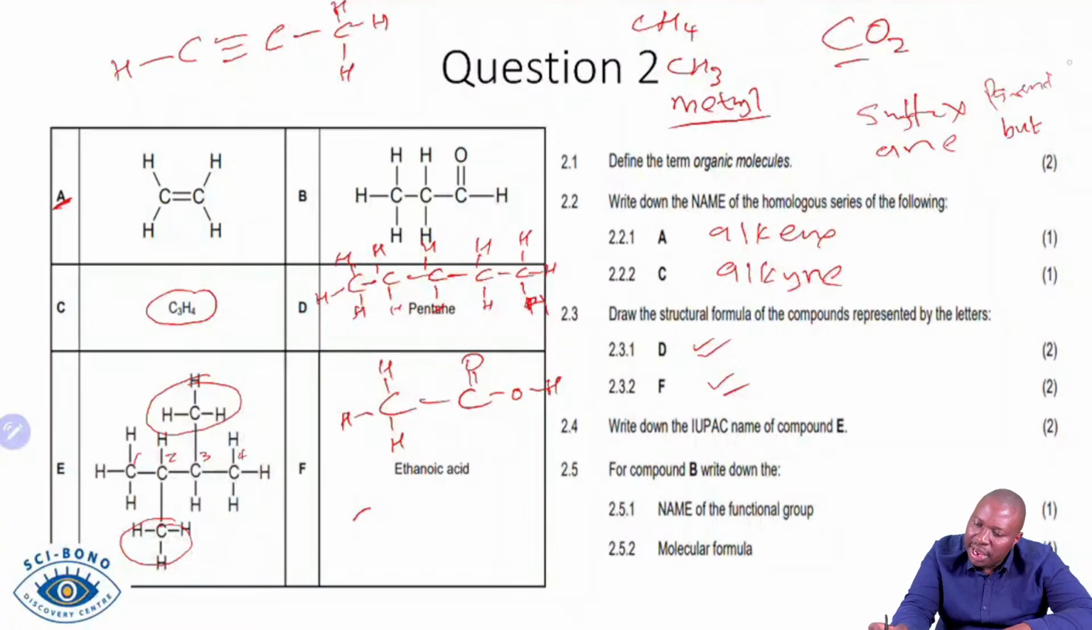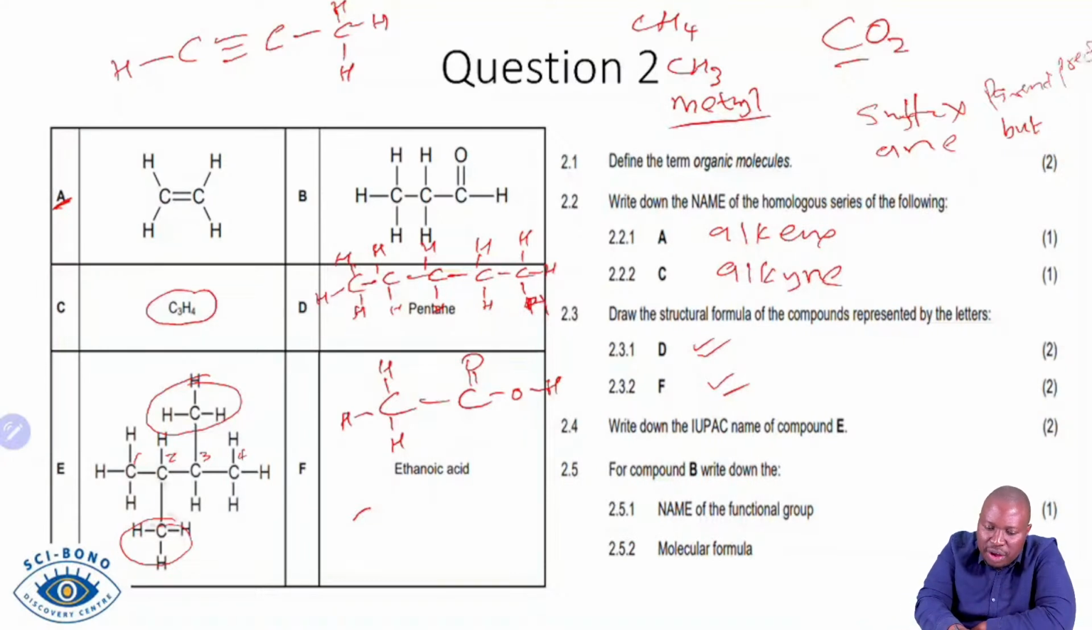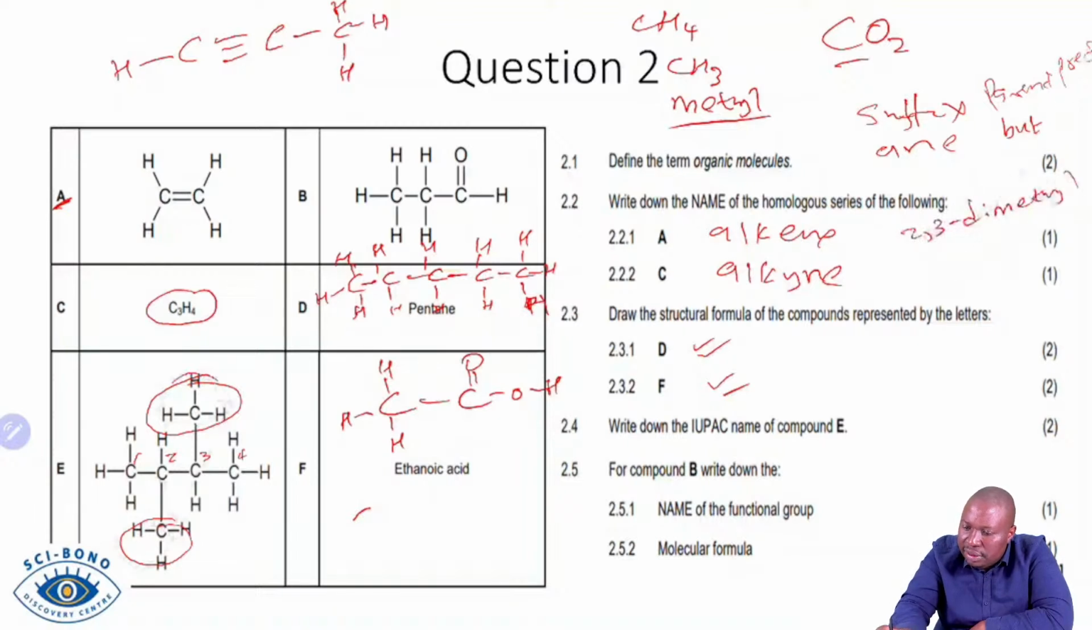Then what is the name ending? I mean, the prefix, the name will always start. Remember, we said names would always start with a branch or a substituent. Bromo, chloro, methyl, or ethyl. As long as there is a branch and there is a substituent, you ensure that the name, when you write, you start with that. What is our substituent? In carbon number 2, we have a methyl. In carbon number 3, we have a methyl. So because they are 2, we'll refer to them as 2,3 dimethyl. So you'll say 2,3 dimethyl, and then butane.